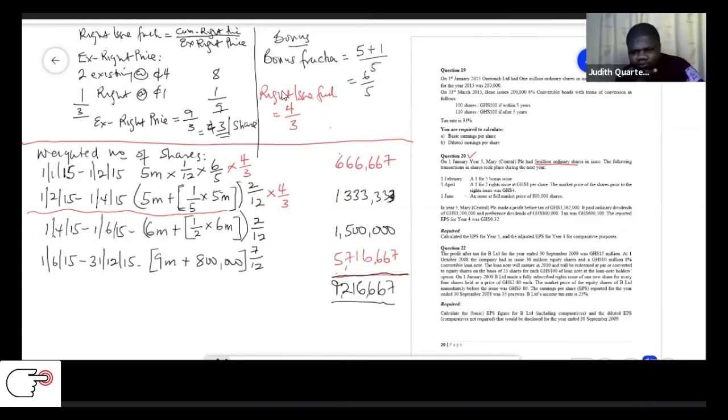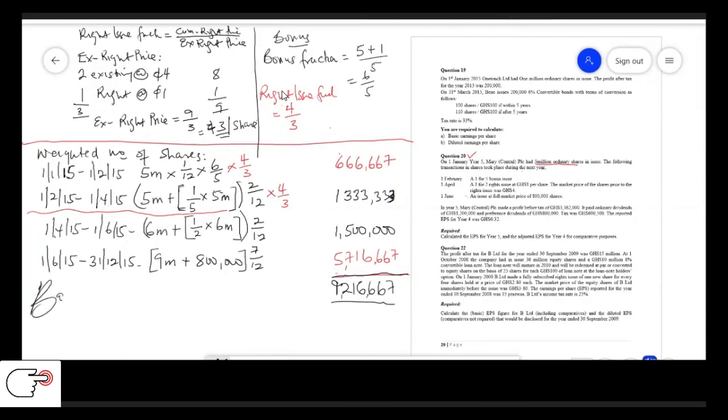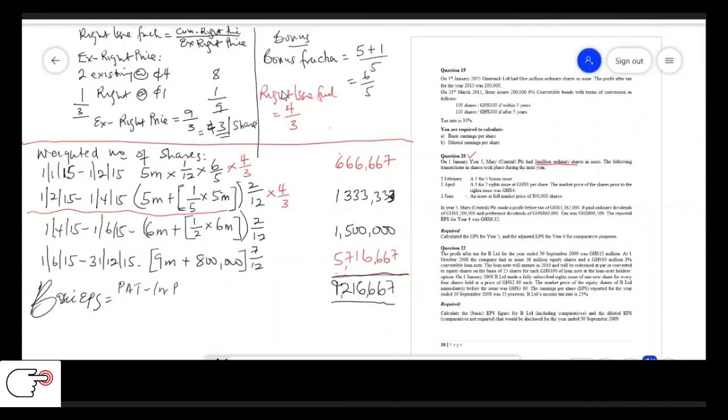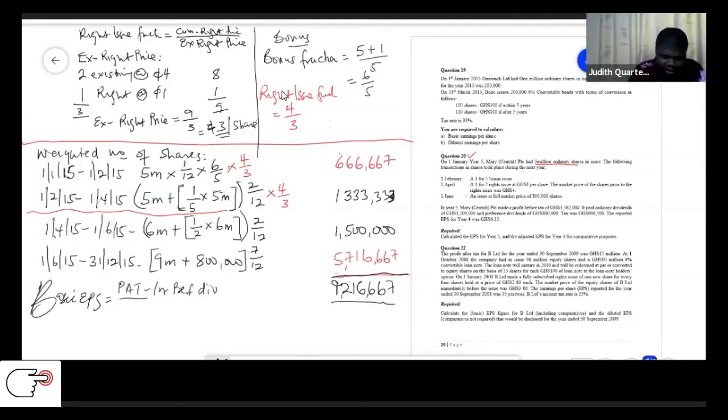Okay. Let's get our earnings. The total earning is 3,362 before tax. And then they give us the ordinary dividend. We don't need that. The preference is what we need, and the tax. So let's see. Basic earnings per share is equal to. What's the profit before tax? $3,362,000.